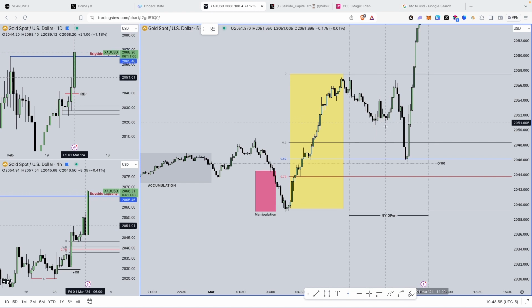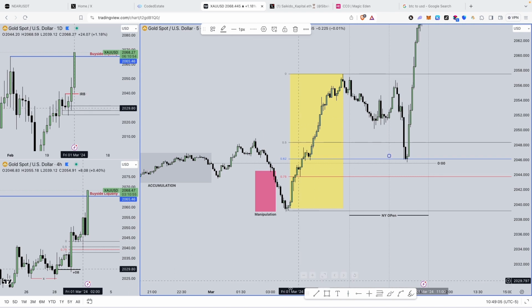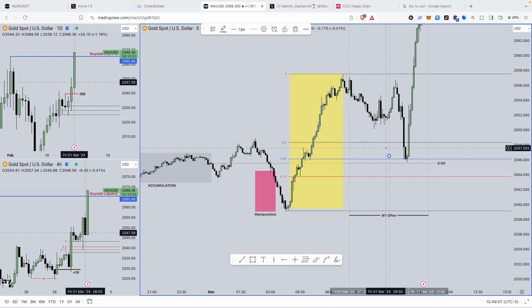So this is what I do. I just put my 8:30 and I want to see it take sell side liquidity after 8:30 if I'm bullish. So this is what I will do. I'll just have 8:30 because I know at 8:30 we have news most of the time. So the news drivers will, yes.